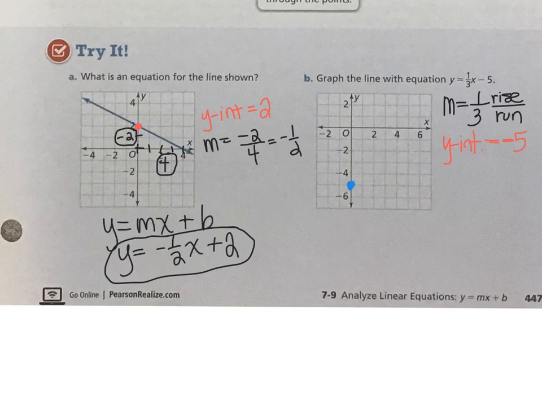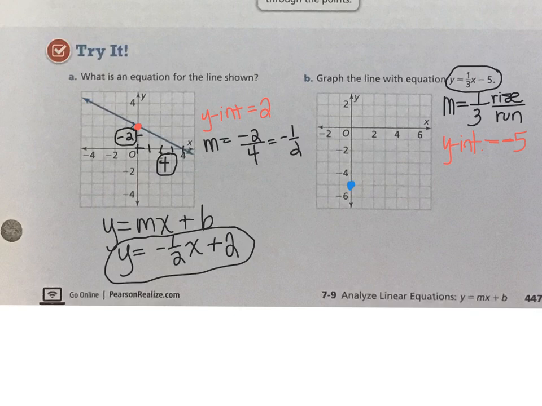Now let's take a look at the answer for part B. The first thing that we need to do is identify the slope and the y-intercept. In the equation, y equals 1/3 x minus 5, the slope is the 1/3, and the subtracting 5 means the y-intercept is -5. So I put on the graph the ordered pair (0, -5) to show where the line will cross the y-axis.